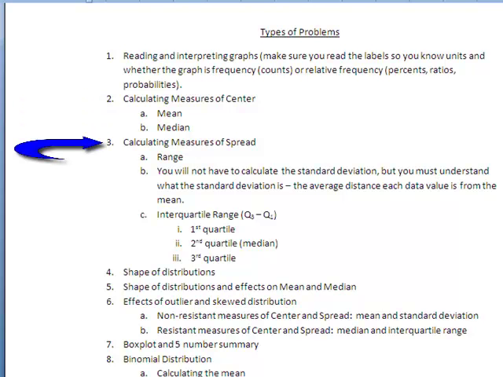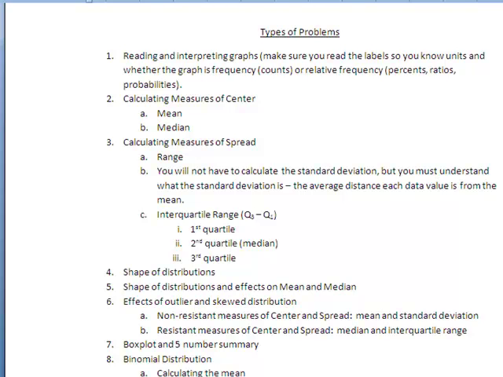Calculating measures of spread, you'll have to be able to calculate the range. Now, you'll not have to calculate the standard deviation from a sample, but you must understand what that standard deviation means. Being the average distance each data value is from the mean, it tells us something about the spread. The only standard deviation you are responsible for in this class is for the binomial distribution, which is the square root of n times p times 1 minus p, but we'll get to that in a minute.